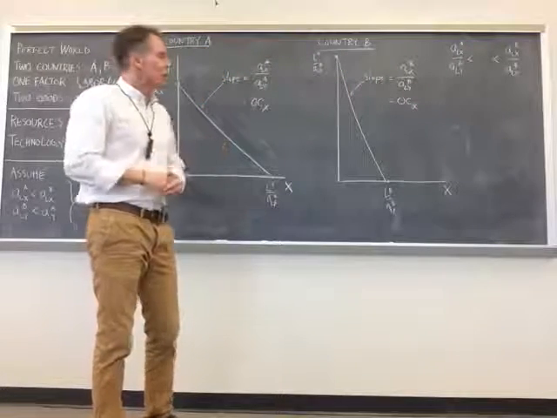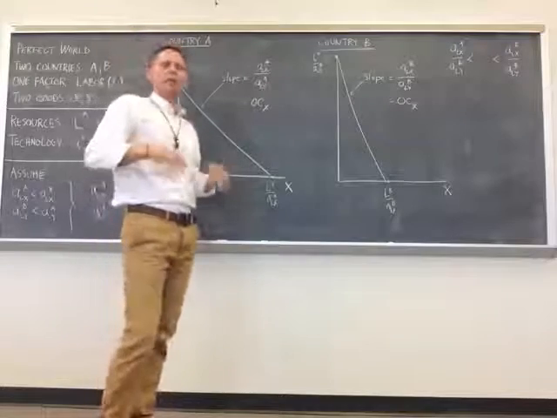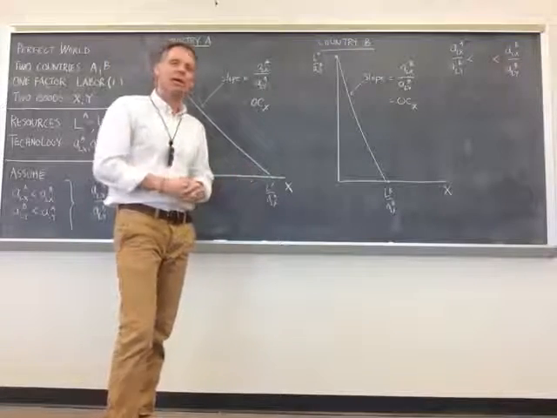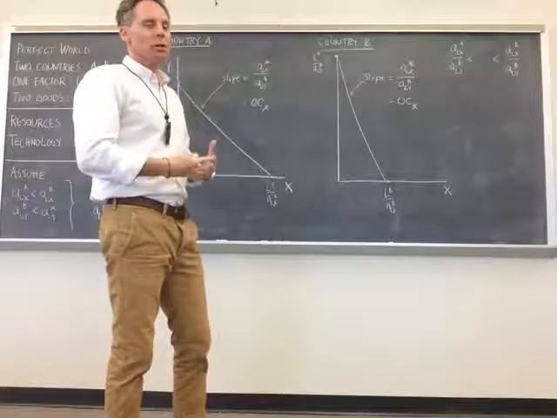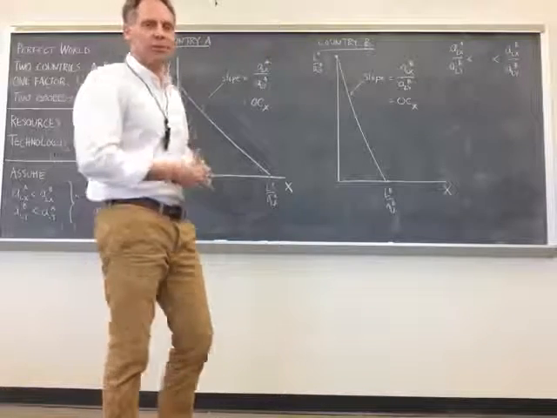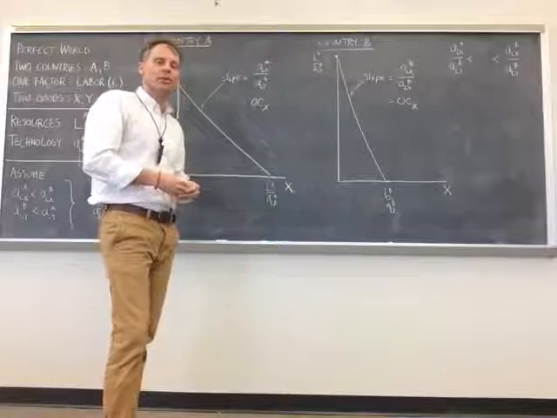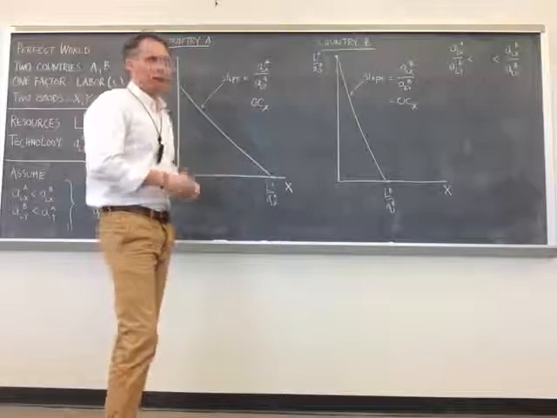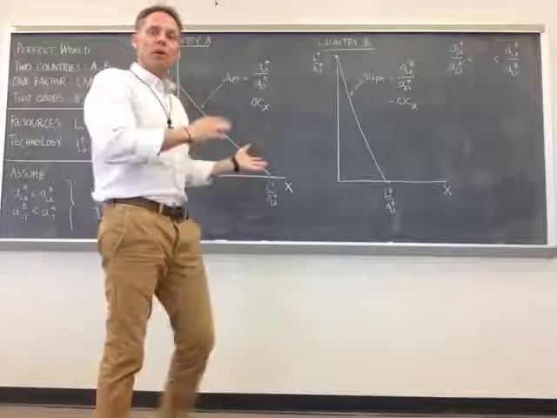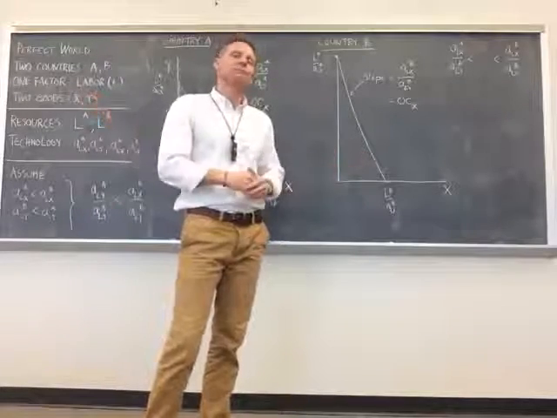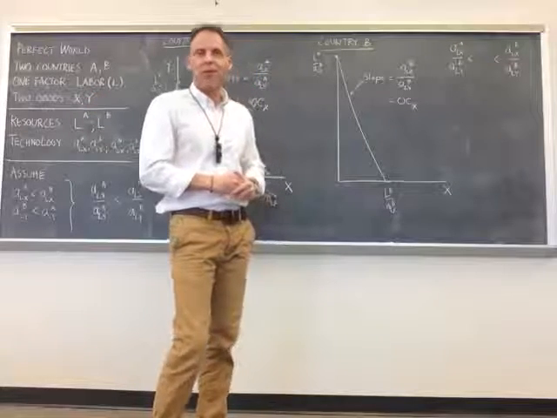Now, when you start trading with each other, there will be some kind of international relative price. We call that the terms of trade. And the rule is that the terms of trade has to be in between the two countries' opportunity costs. We know that to be true because if it was on the outside of the opportunity cost, then one country would not want to trade.